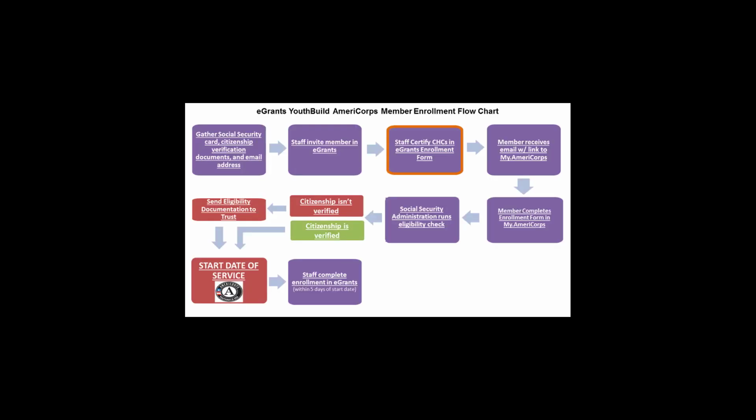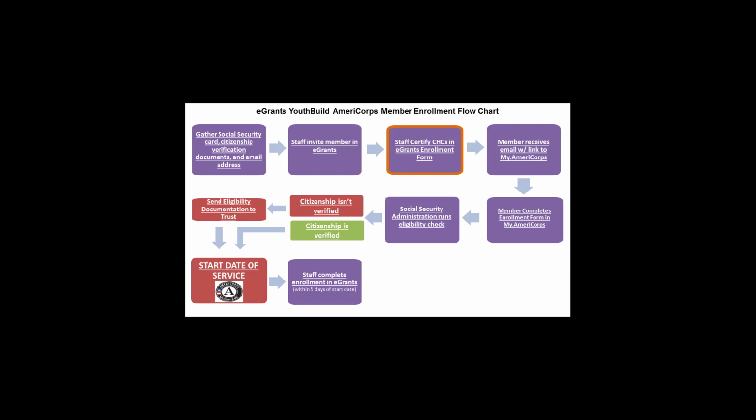This new member enrollment flowchart is intended to be used with the main member paperwork flowchart and can be accessed on the MyYB website. The process is mostly the same that you're used to. You begin by gathering the information you need to invite a member, like their Social Security number and email address. YouthBuild USA recommends certifying criminal history checks the same day that you invite a member, assuming that the NSOPW has been completed and that the FBI and state check has been initiated. If not, you can certify the criminal history checks any day up until the start of service.